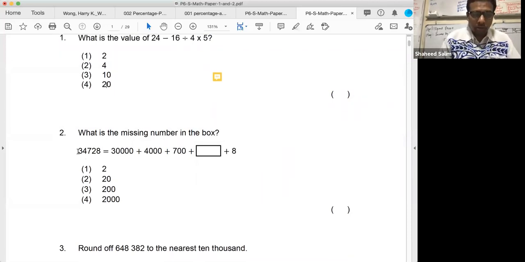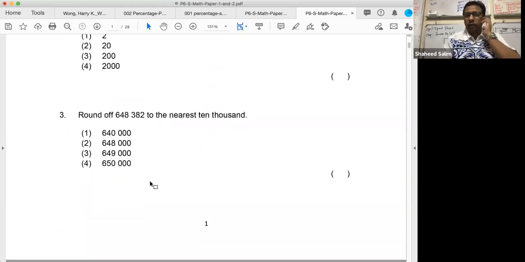So you can just look, 30,000 is 3 here, 4,000 is 4 here, 700 is 7 here, 8 is 8 here. So what's missing is 20, right? Don't just take 2. It's 20. All right, next one. Nearest 10,000. Are all these giveaway marks?